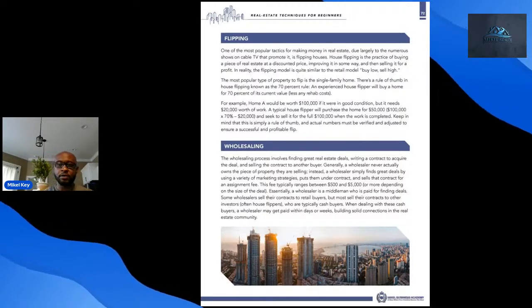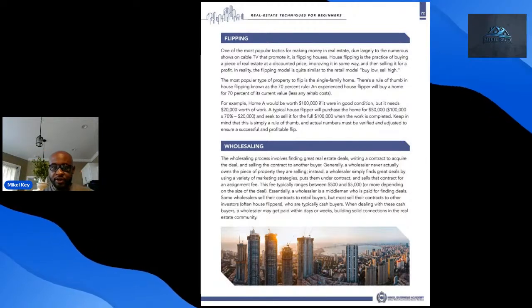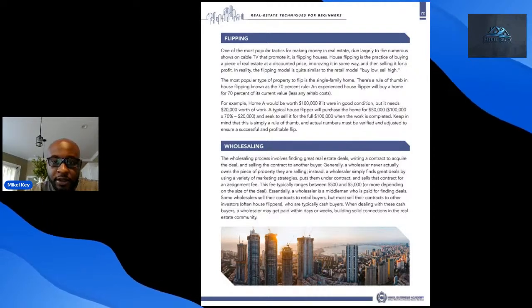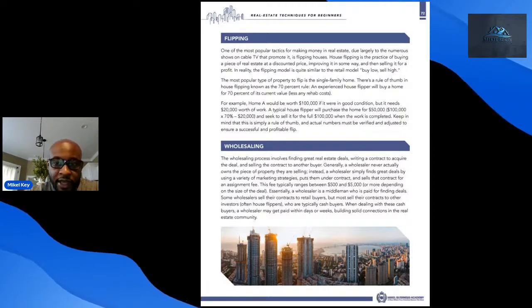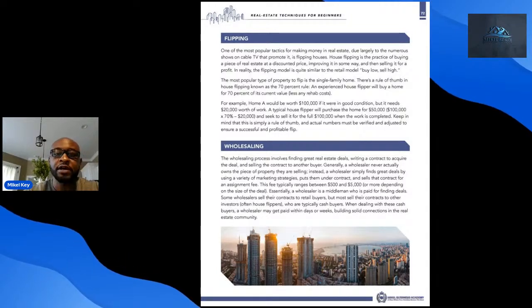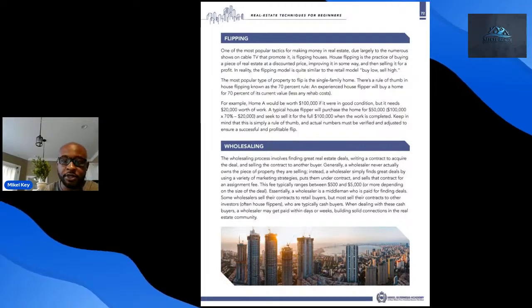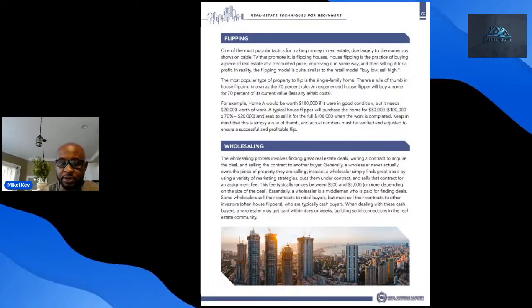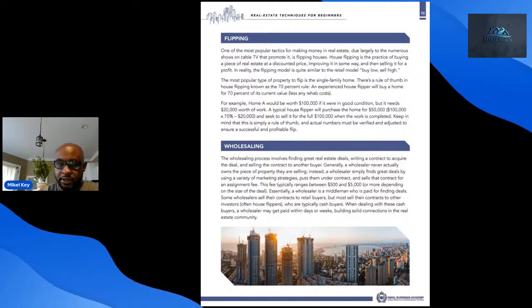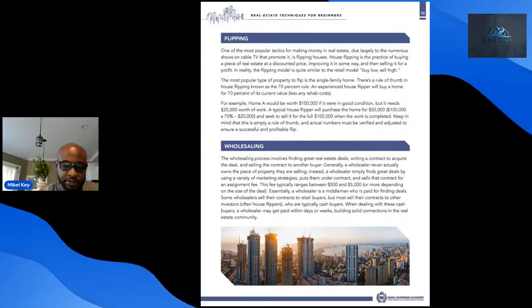Okay, I want you to just digest that for a second. The 70% rule says that you can pay no more than 70% of the after repair value, and that's going to be the cost to buy the house and the cost to renovate the house. There's a good example right here in the book on page 72 that walks you through that process. Okay, so let's see, back out a little bit.